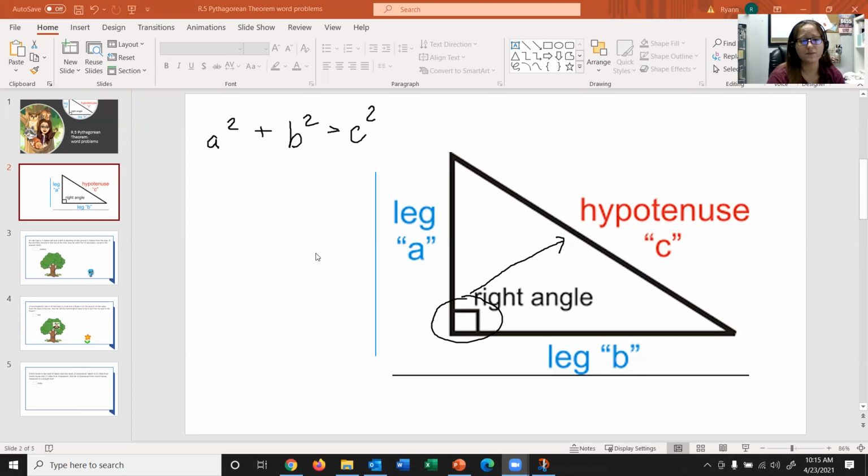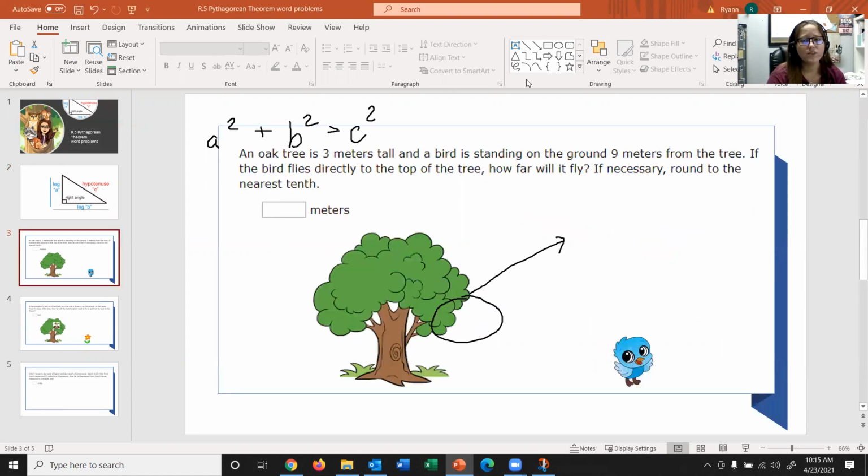Now, with these word problems, it's always good practice to draw a picture, even if it's not the best picture, just something that gives you a good idea of what the question is asking and what numbers you're going to plug in and where. The question reads: an oak tree is 3 meters tall, and a bird is standing on the ground 9 meters from that tree. If the bird flies directly to the top of the tree, how far will it fly? If necessary, round your answer to the nearest tenth.